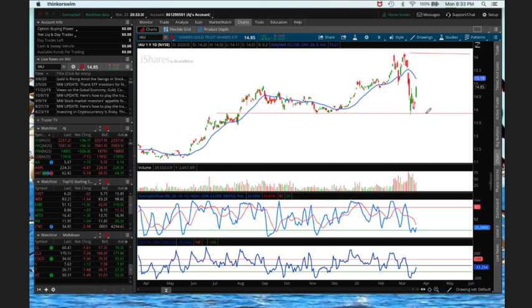As long as you learn how to use good risk management, I would put your stop somewhere below support, and don't trade crazy amounts of money in the process.